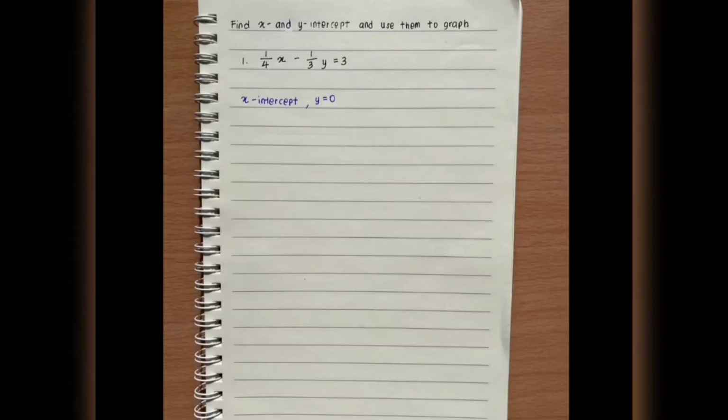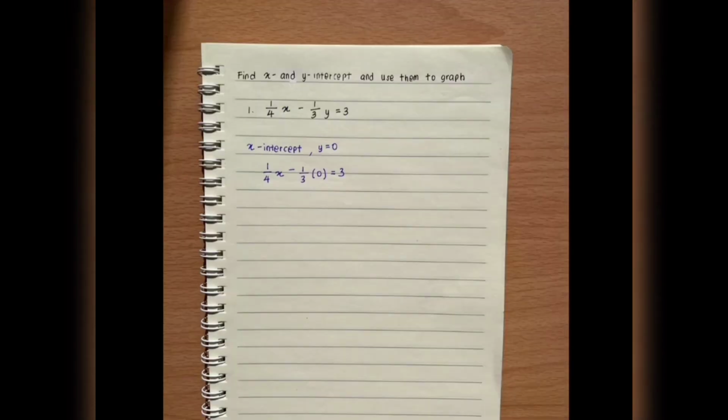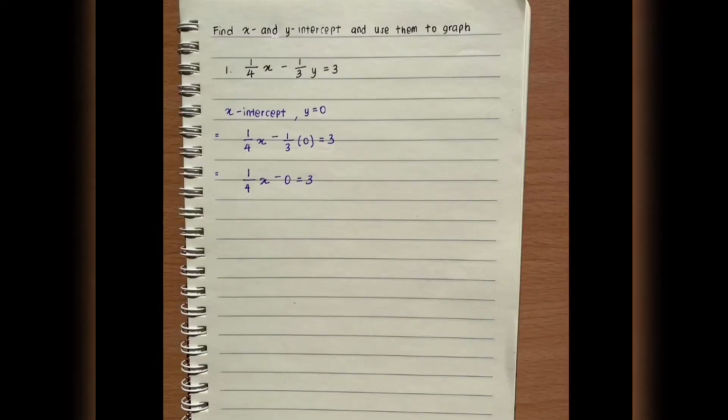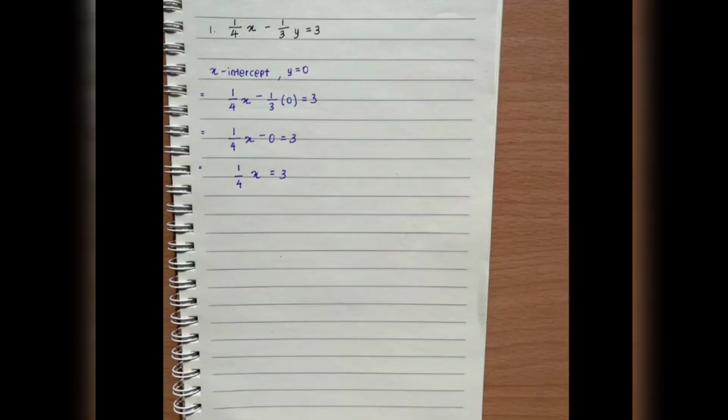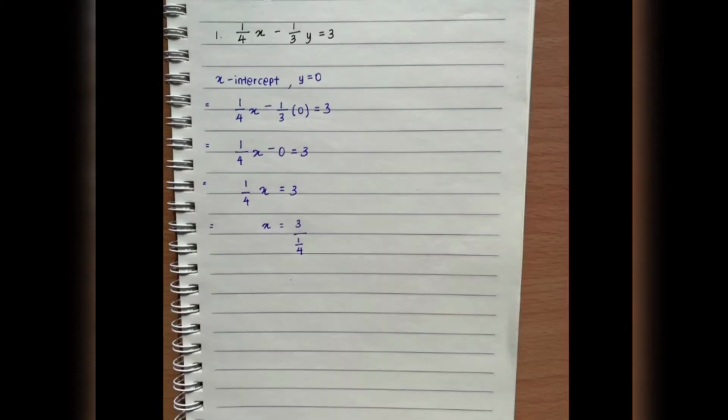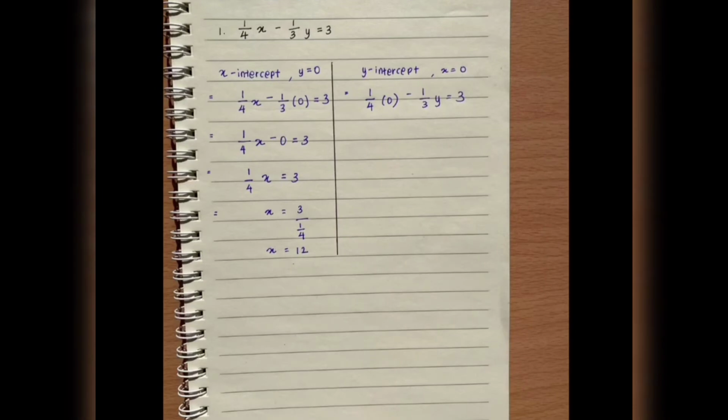Let's move on to another example. Find x and y-intercept and use them to graph. Question number 1. 1 over 4 x minus 1 over 3 y equal to 3. To find x-intercept, substitute y equal to 0. Any expression that is multiplied by 0 equal to 0. When adding or subtracting 0, the quantity does not change. Multiply both sides of the equation by 4, or you can make 3 divided by 1 over 4. So, the value for x is 12.